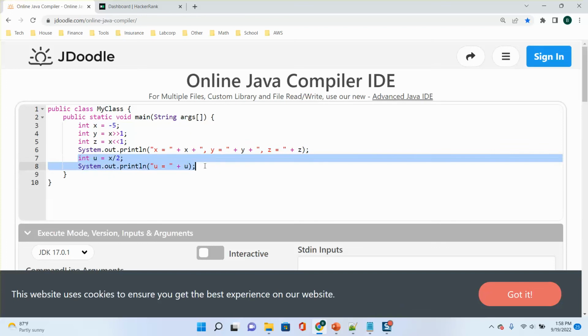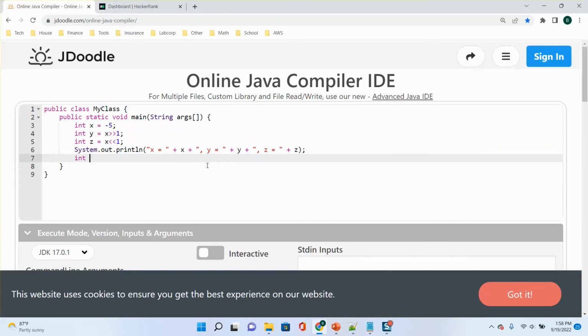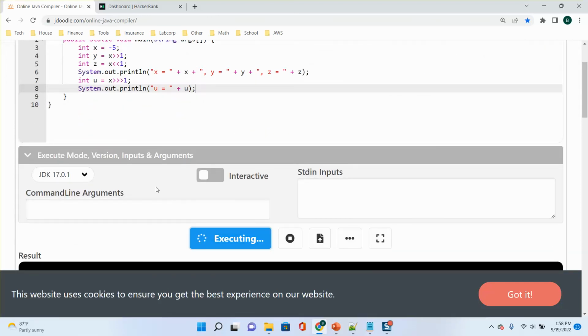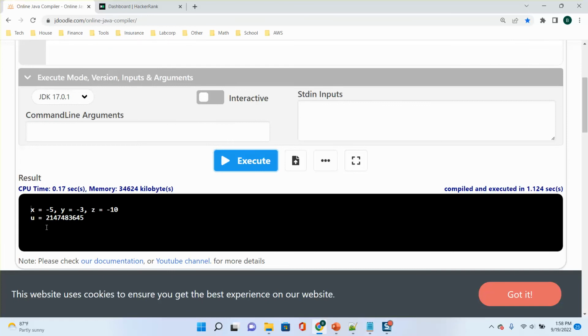Let's remove this one. Int u equals x, right shift by 3, with the greater-than signs. This is shift with the sign. Then u becomes a positive number. u equals plus u. Let's see what is u. See, u is this number. It's a big number because this is int. It's not byte. This is int. Okay, it's this number.